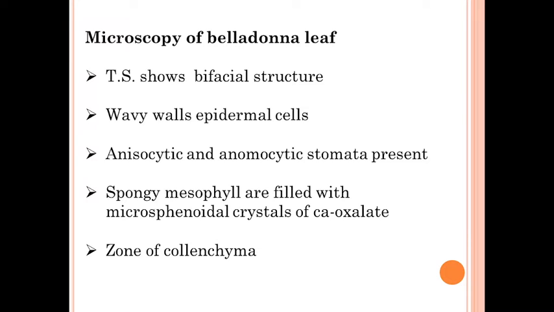When we take the transverse section of the leaf and see it under the microscope, it shows a bifacial structure. Wavy-walled epidermal cells are found. Anisocytic and anomocytic stomata are present. Spongy mesophyll is filled with microspheroidal crystals of calcium oxalate, and a zone of collenchyma cells is found under the upper epidermis and lower epidermis.